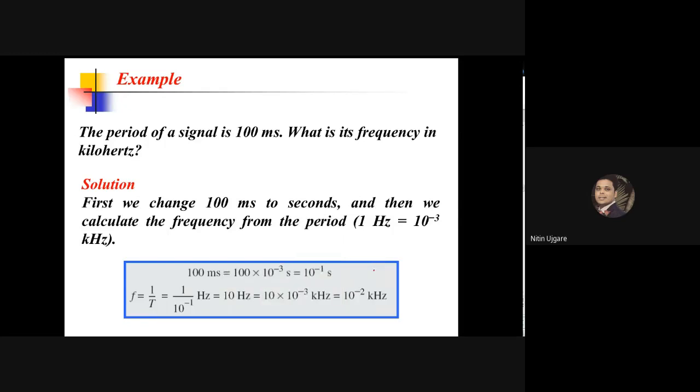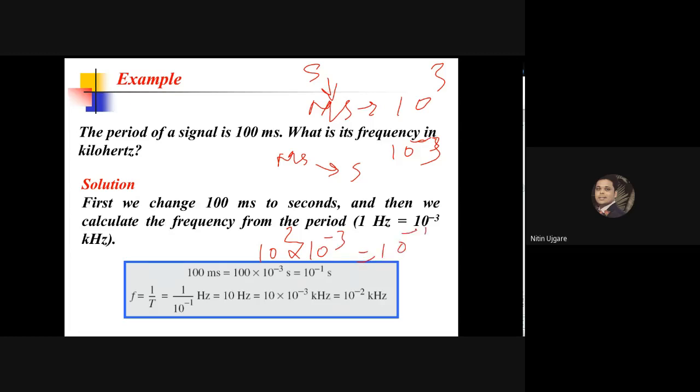Whenever we are performing a reverse conversion, that is from milliseconds to seconds, we use 10 to the power minus 3. Milliseconds are represented by 10 to the power 3 when you are converting from second to millisecond. Here we are converting from millisecond to second, so we take the reverse of it. So 100 into 10 to the power minus 3, which is 10 to the power 2 into 10 to the power minus 3, gives the answer 10 to the power minus 1 seconds. Okay, so I got the period in terms of seconds.